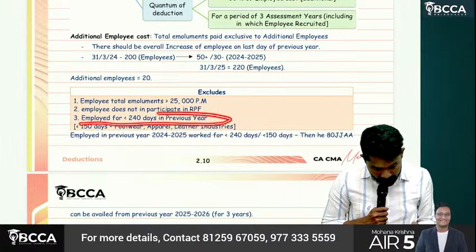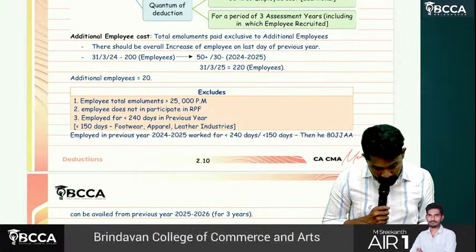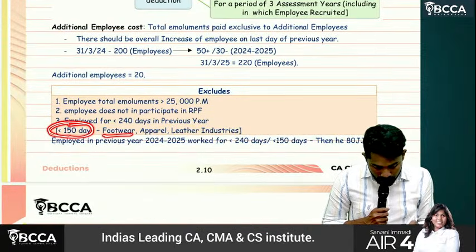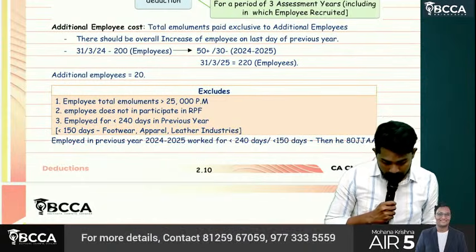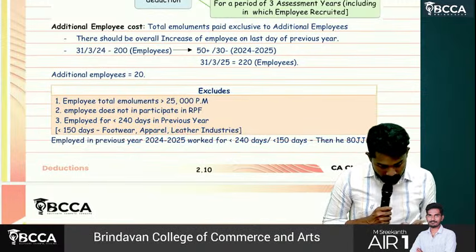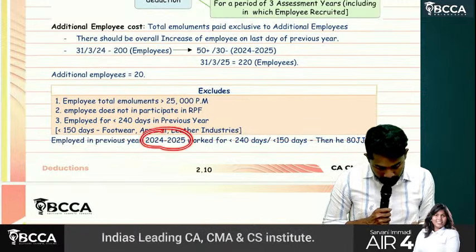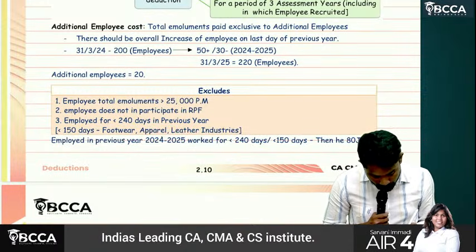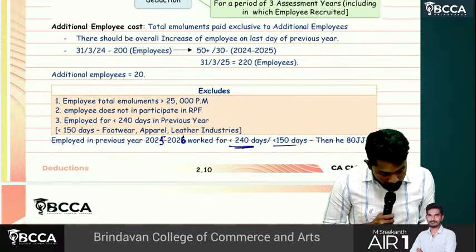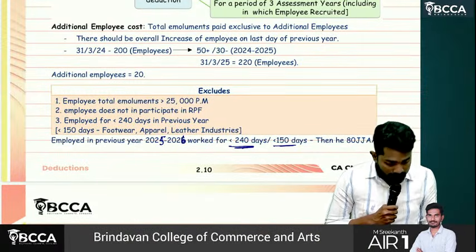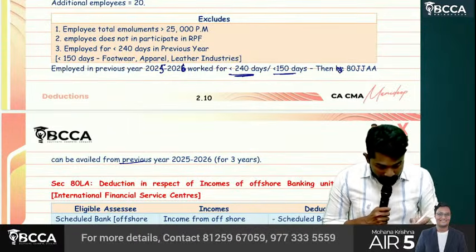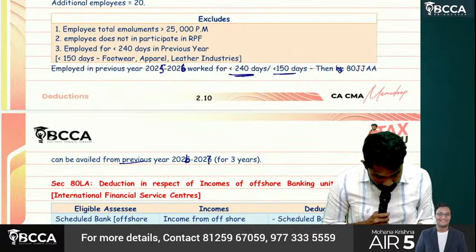Employed for less than 240 days in the previous year, or less than 150 days in case of footwear, apparel and leather industries. Then if employed in previous year 24-25, sir, actually it is 25-26 we should write. Okay, correct it, sir. Employed in previous year 25-26, worked for less than 240 days or 150 days, then 80JJAA can be availed from the next year 26-27.